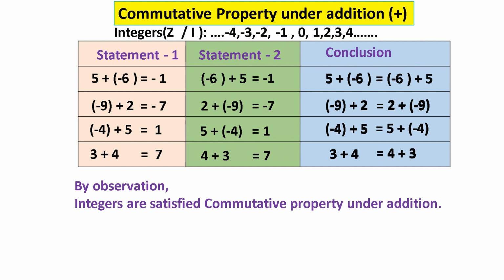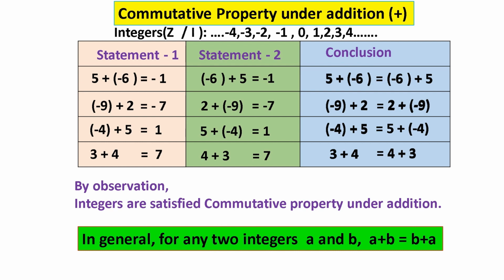By observation from this table, integers satisfy commutative property under addition. This property is known as commutative property under addition. Now in general, for any two integers a and b, a plus b is equal to b plus a.